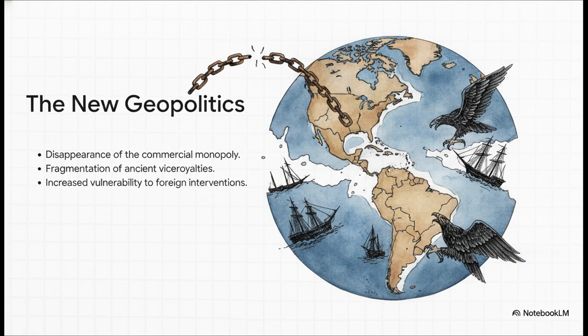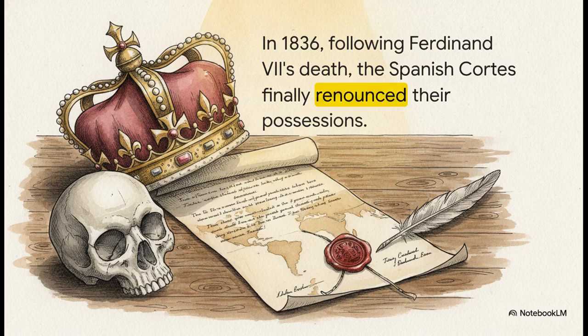This is a crucial takeaway for us. Independence was won, but the foundation of these new nations was incredibly fragile, a tragic reality that would very soon be seen in the U.S. intervention in Mexico. It's also wild to think about just how long it took for this new reality to be officially recognized by Spain. It wasn't until 1836, following the death of the ever-stubborn King Ferdinand VII, that the Spanish Cortes finally gave up. They officially renounced their claims to their former possessions and began authorizing treaties of peace and recognition. The era of reconquest attempts was, at long last, officially over.